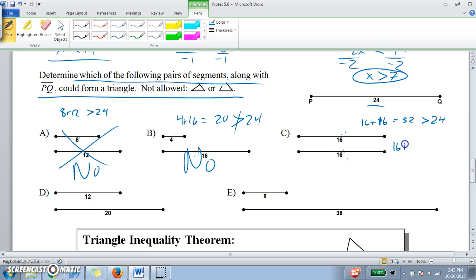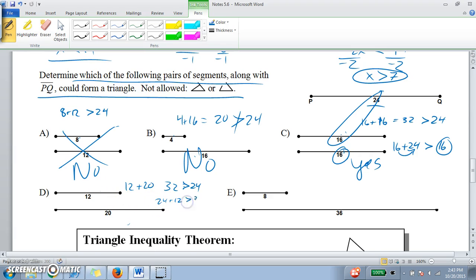We also have to check to make sure 16 plus 24 is greater than the third side, which obviously it is, because if I add something to 16, it's going to be bigger than 16. So this one would work. This one, same thing. 12 plus 20 is again 32, which is greater than 24. So that would work. If I check 24 plus 12, that's also greater than 20, and 20 plus 24 is greater than 12. So all three combinations work.